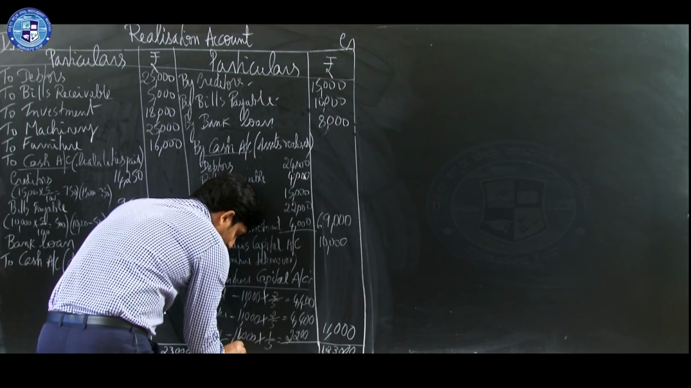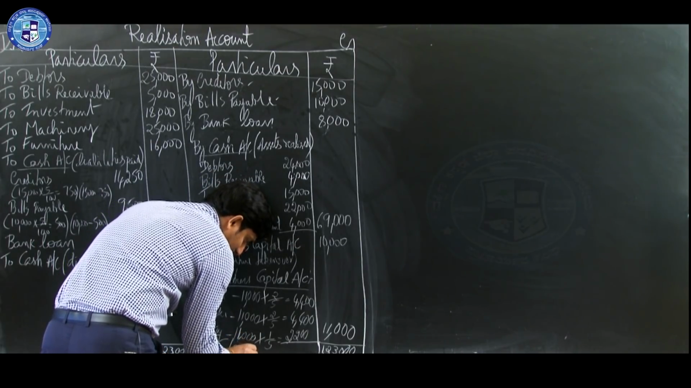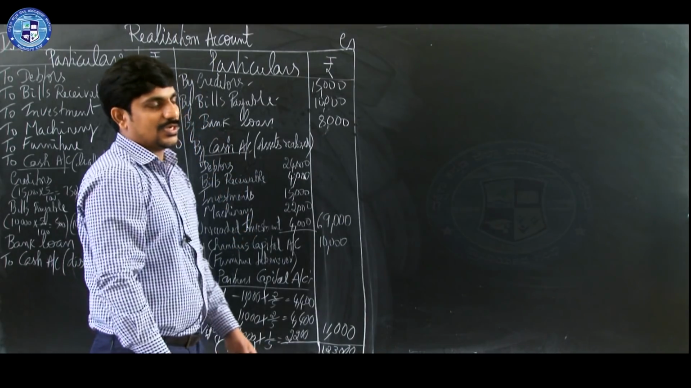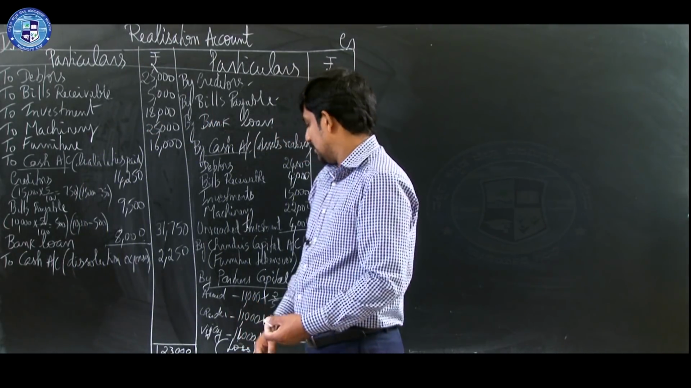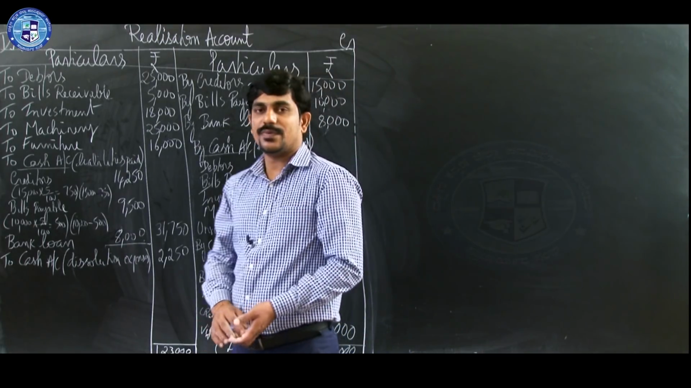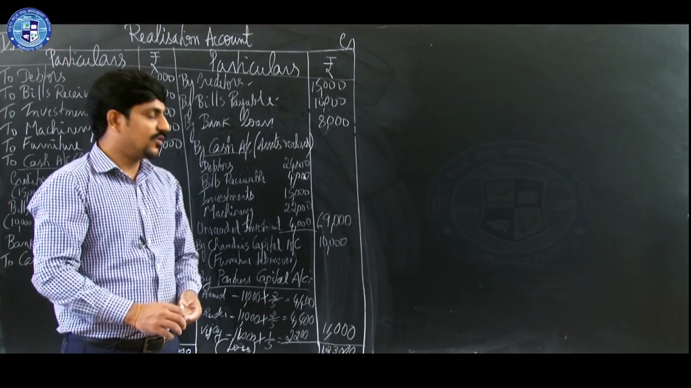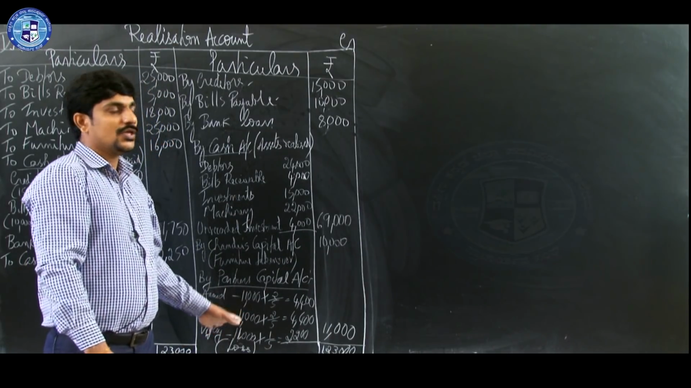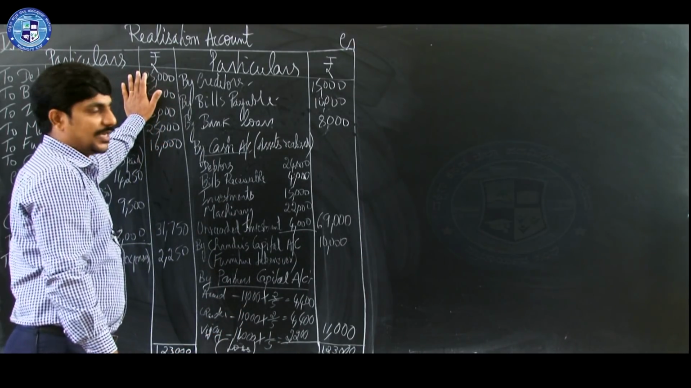So it is a loss. Loss on realization. That is, the total loss is 11,000 and it is distributed among the partners according to their profit and loss sharing ratio. So now we have completed the realization account.